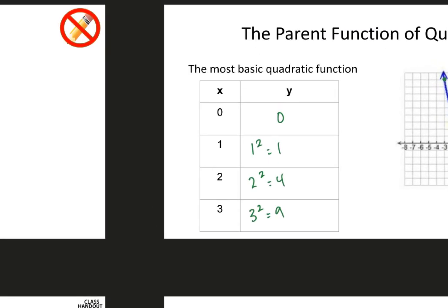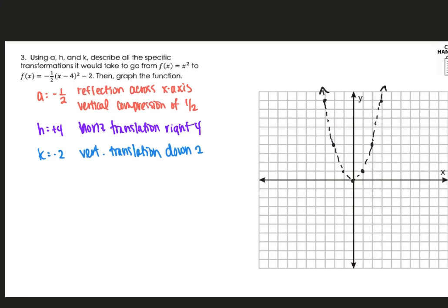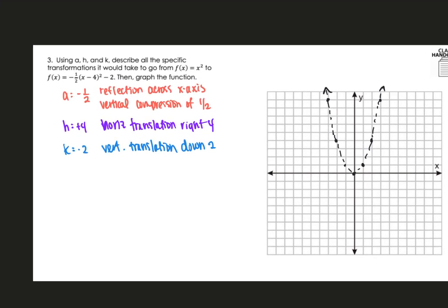All right, so first starting with my vertex. My vertex is (4, -2). So from my parent function, I'm going to go right 4, down 2. So there's my translation. And then we're going to use the value of a in our parent function to graph the rest of my parabola.